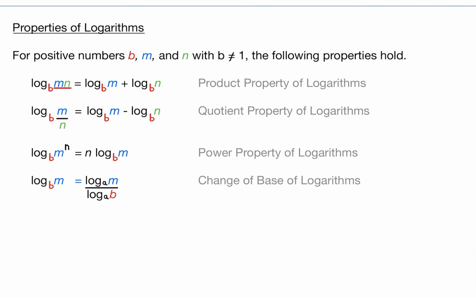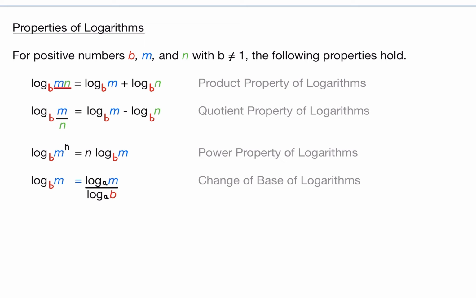If we take a look at these first three, the first one is the product property of logarithms. This basically states that the log of mn base b is equivalent to the log of m base b plus the log of n base b. So what essentially is happening is these products are being broken out into two separate parts, m and n, with an addition in between.